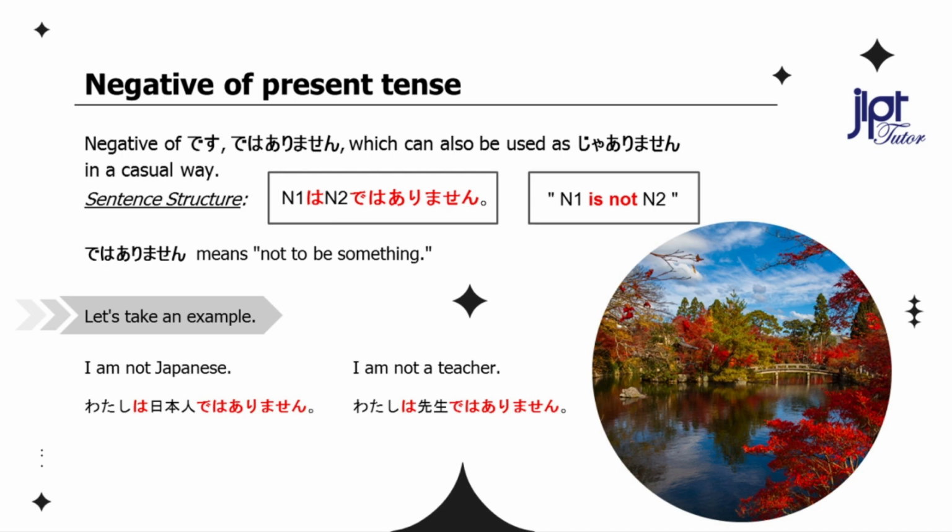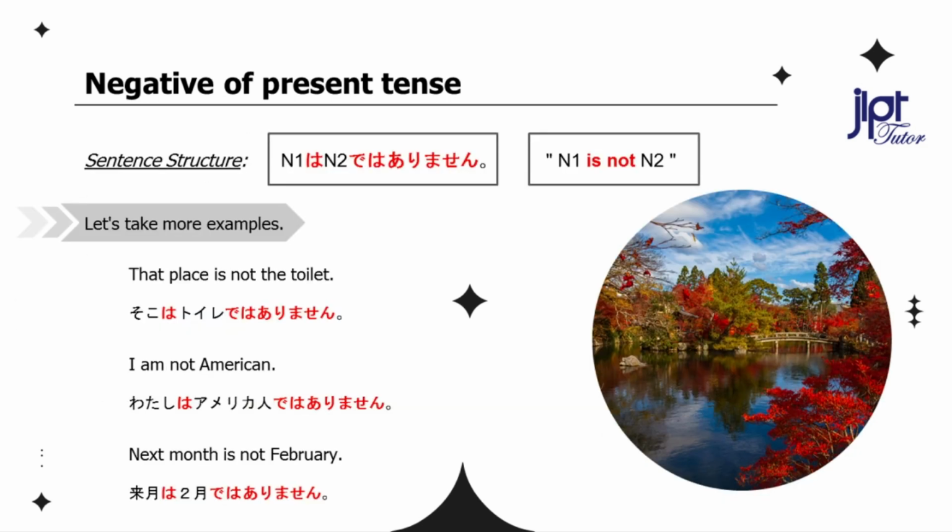Let's have a look at the example of a negative sentence. I am not Japanese. 私は日本人ではありません。 I am not a teacher. 私は先生ではありません。 Try making similar sentences on your own and practice more and more.